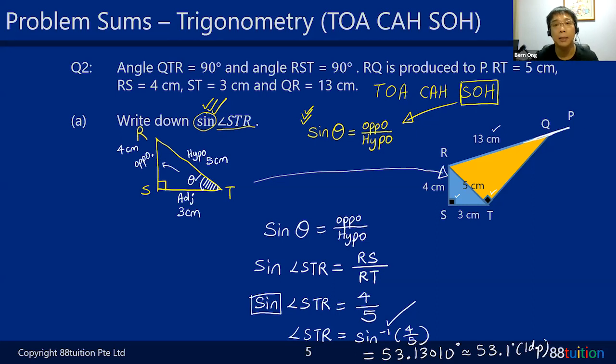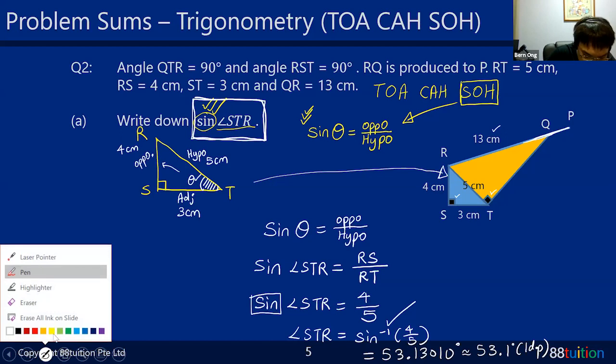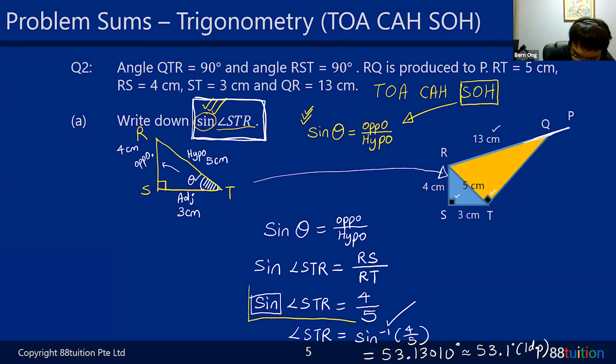And is that the answer? No, that is not the answer. How come? Because the question only specifically asks you to find what is sine STR. The question never asks you to find what is angle STR. So you have to answer the question properly. In this case, your only answer is here, in yellow.